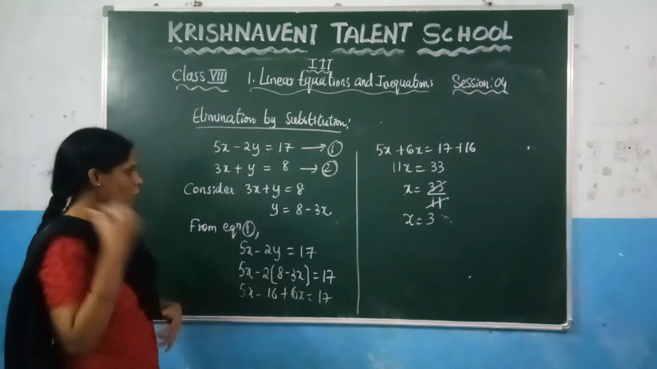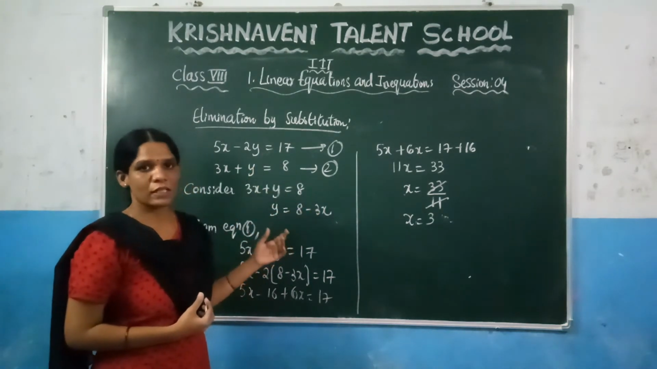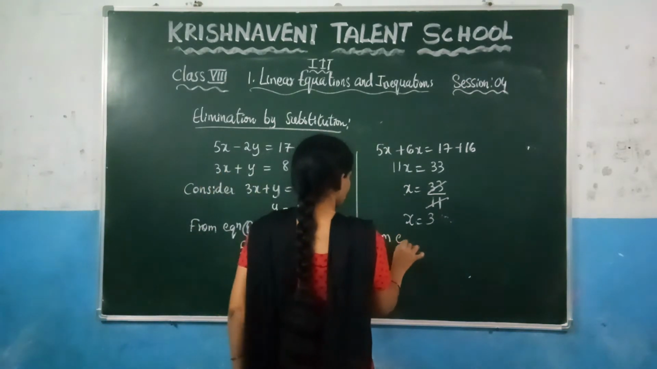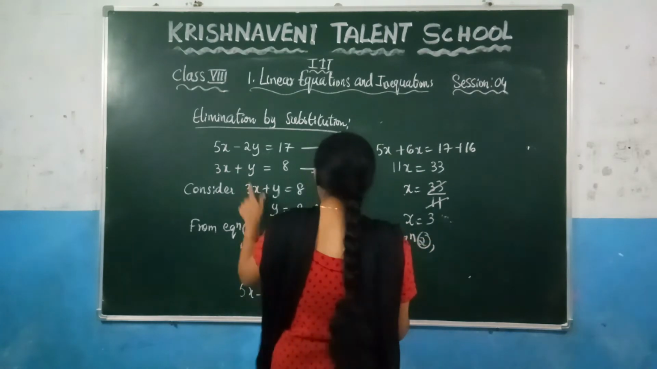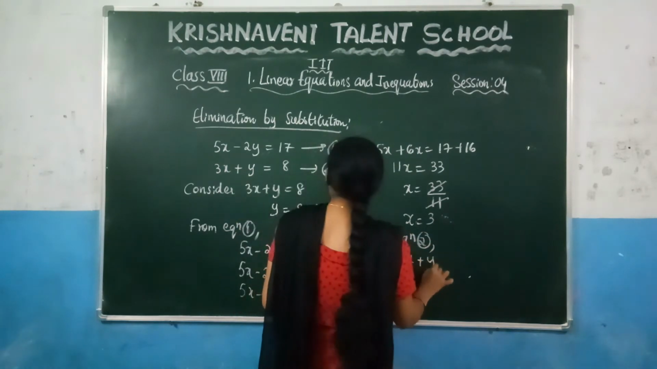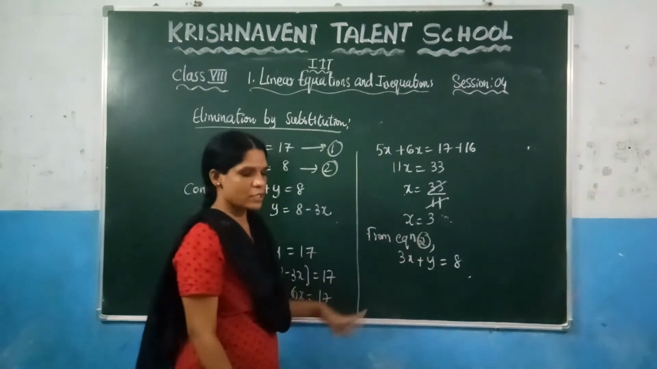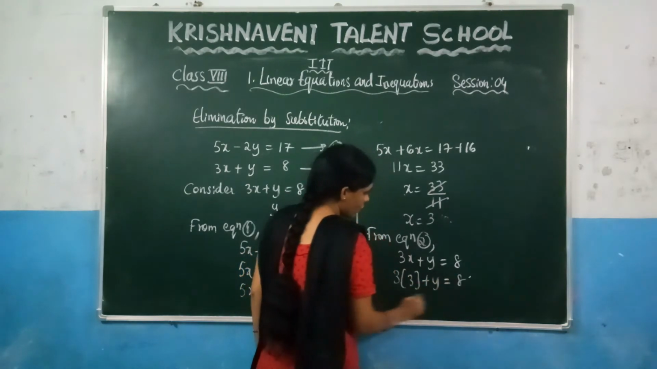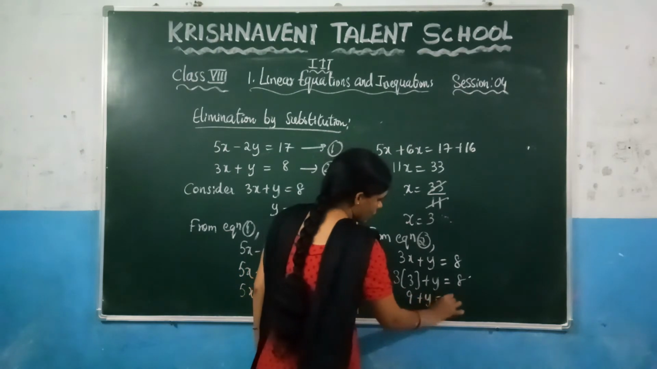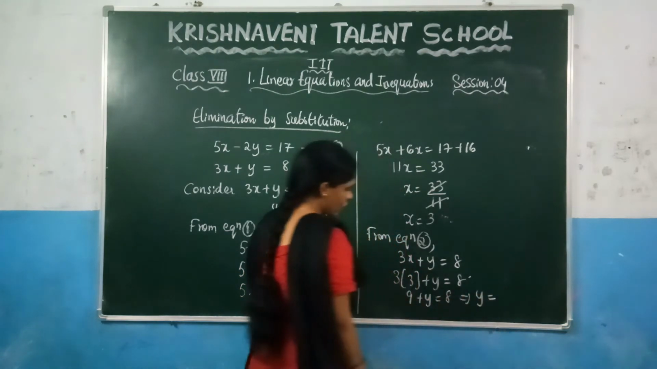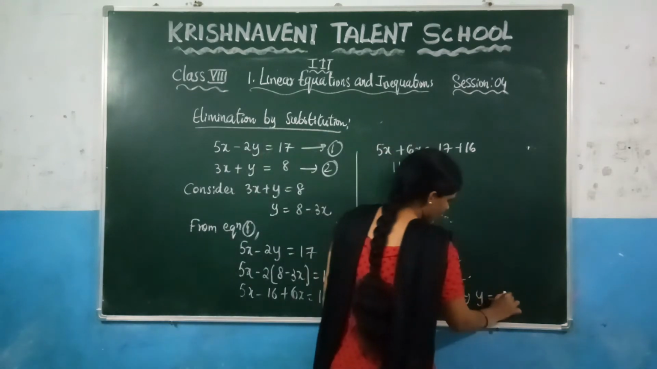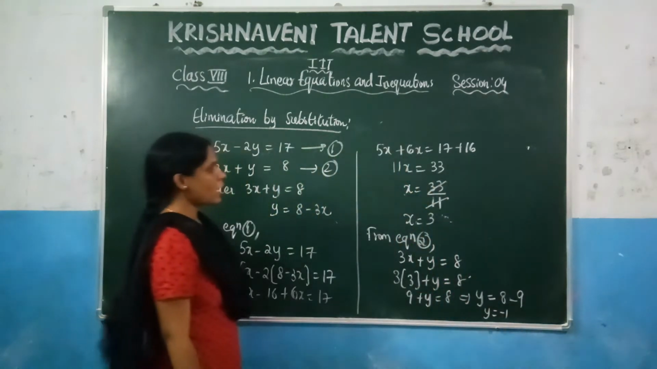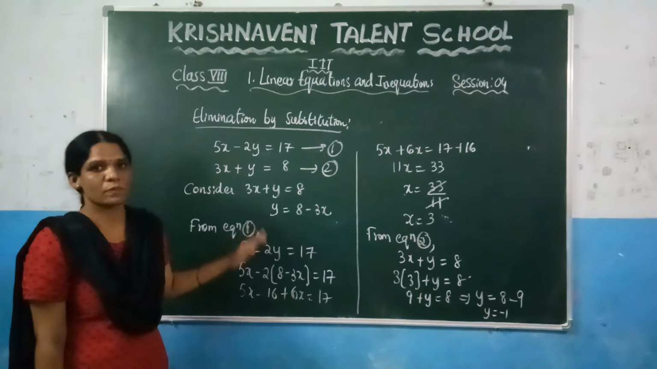If you substitute the value of x in any of these equations, you will get the value of y. Take the second equation here. From equation 2, what is the equation? 3x plus y is equal to 8. Now substitute the value of x here. So 3 into 3 plus y is equal to 8. The value of 3 into 3 is 9, plus y is equal to 8. So what is the value of y? Take this 9 to that side, it will become minus 9. 8 minus 9, which is minus 1. Like this you need to find by using the elimination by the substitution method.